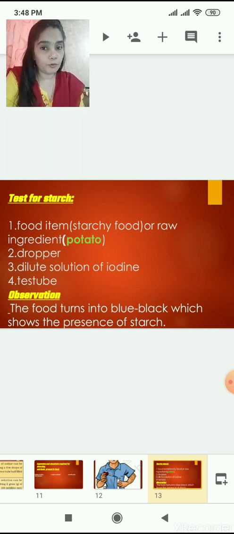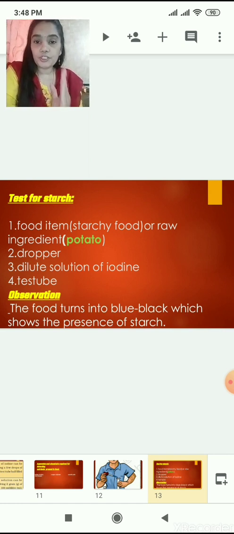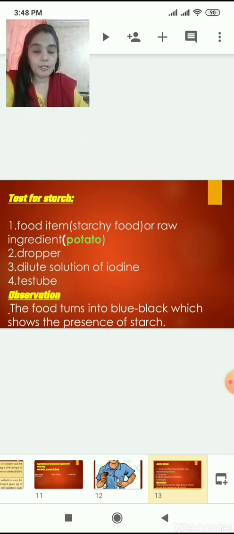So the food we have now: potato, gram flour and some nuts. Nuts do not change color and gram flour also does not change its color. So carbohydrates change color. It turned into blue black color. So remember, blue black color indicates the presence of starch in the food. So understood? So read here this slide.